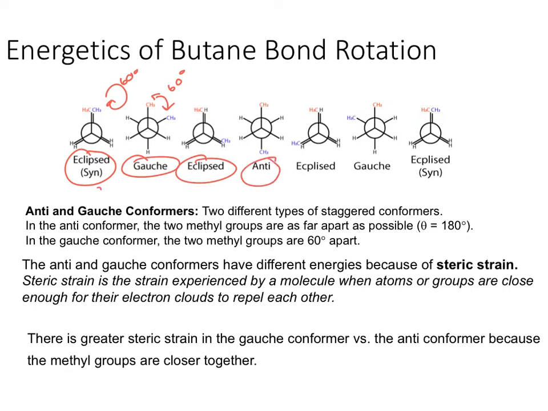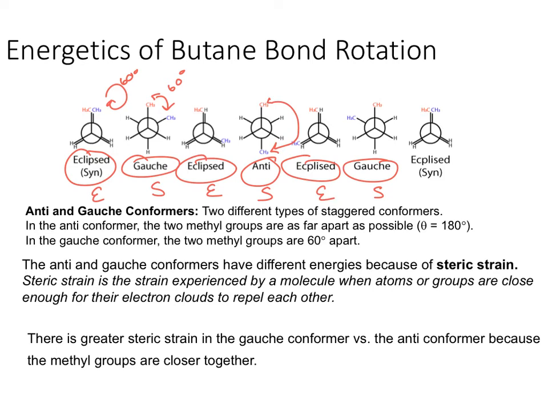Now remember, we're always alternating between eclipsed and staggered, eclipsed and staggered. Anti and gauche are just 2 different types of staggered conformations. This is the best one. This is where those big groups are as far apart as possible. Then we go back to eclipsed. Then we go back to a gauche staggered conformation, and then we're back to where we started.